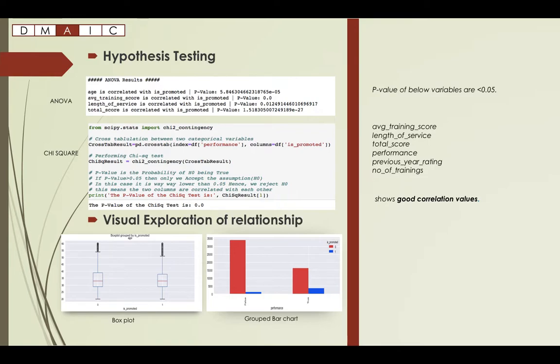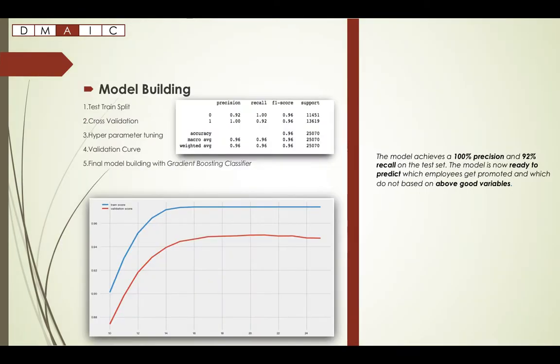P-values of columns like average training score, length of service, total score, performance, previous year rating, and number of trainings are coming less than 0.05, and these columns show good correlation values. So next we come to the model building part.